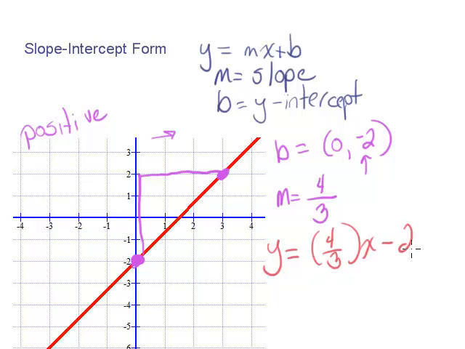No, that's just not acceptable for algebra. It's 4/3 x minus 2. That is the equation of this line using slope-intercept form. And remember, you need to know if your slopes are positive or negative, and you can use rise over run. If you had 2 points, you'd have to use it algebraically.